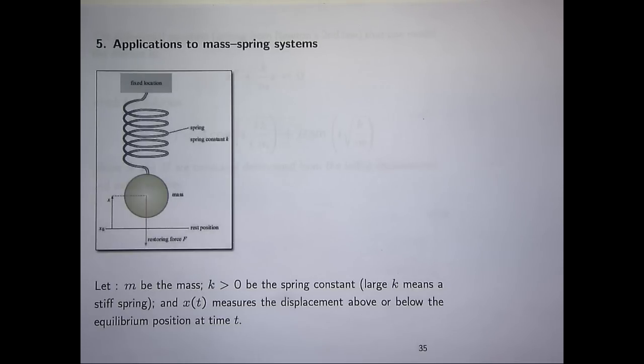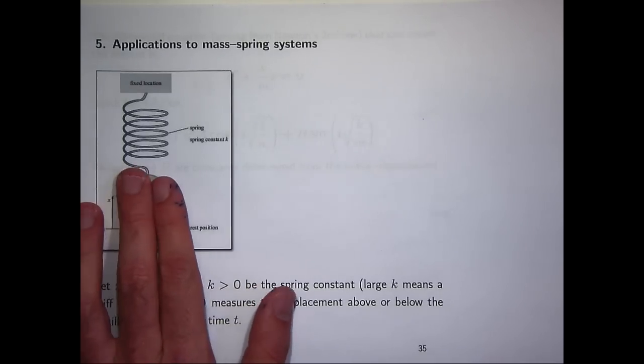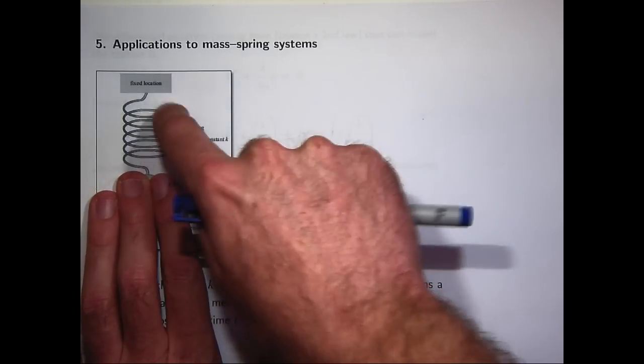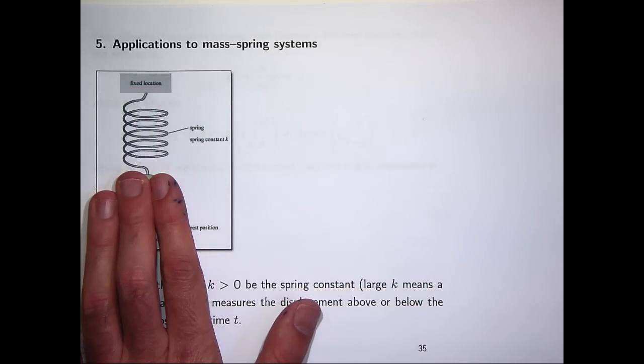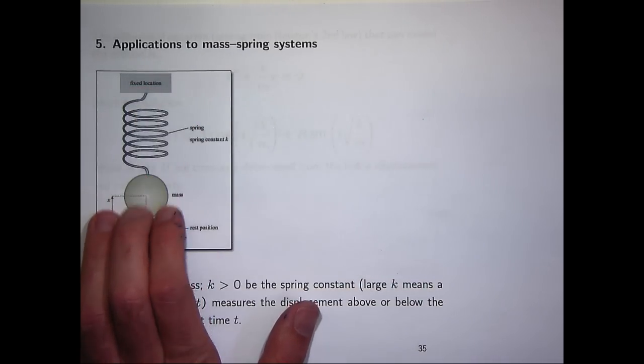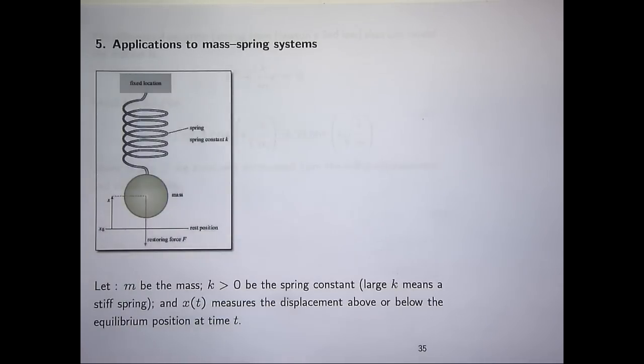Okay, so let's just forget about the mass for a second. If you attach a spring to some fixed location, the spring will hang down a little bit. Then you attach a mass to it, the spring will hang down a little bit more. That position is known as the equilibrium position. And what we do is to set the mass in motion, we either pull it down or push it up and let it go.